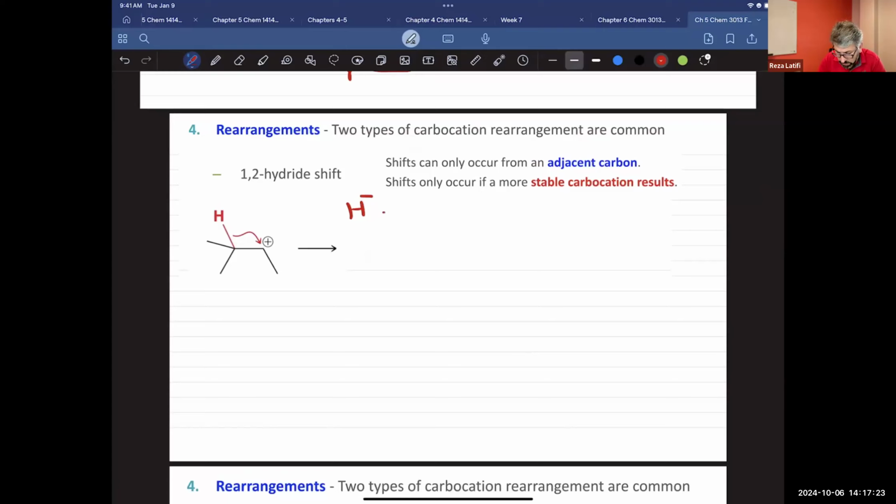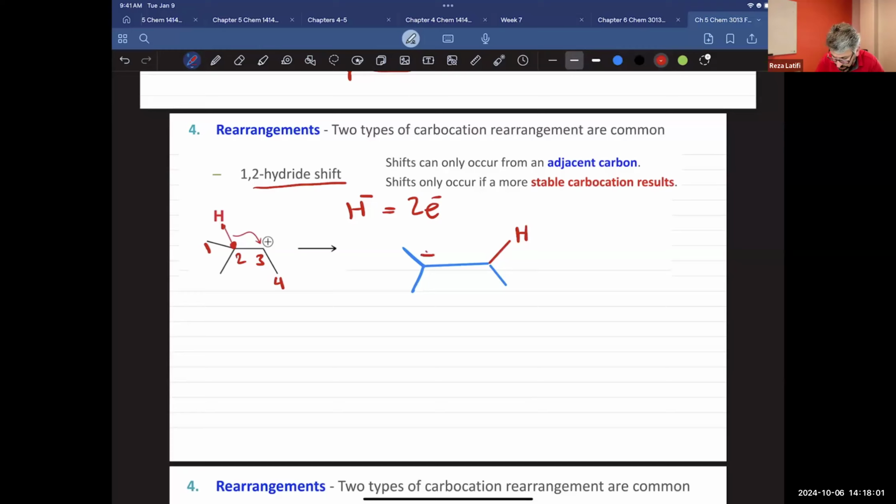So that means we are going to move 2 electrons. Check this. We have hydrogen that's attached to carbon. We're going to take those 2 electrons and move them to which carbon? We go 1, 2, 3, 4. We're going to move them to the 3rd carbon, and we're going to get this. So now we have hydrogen here. We call this a 1,2 hydride shift.